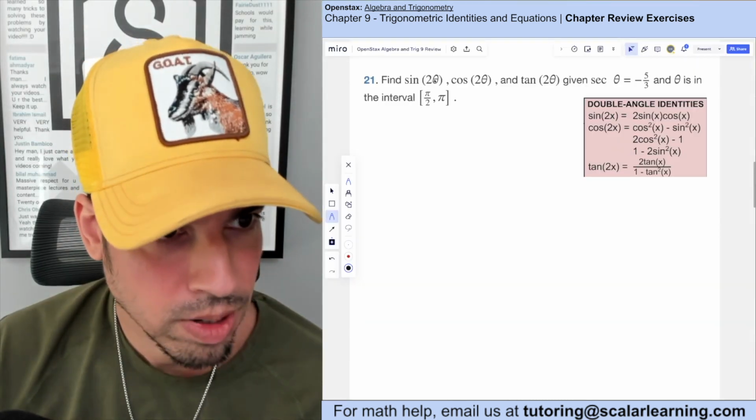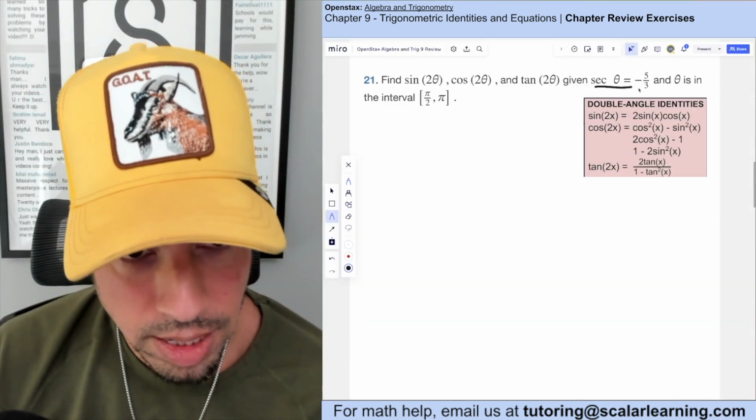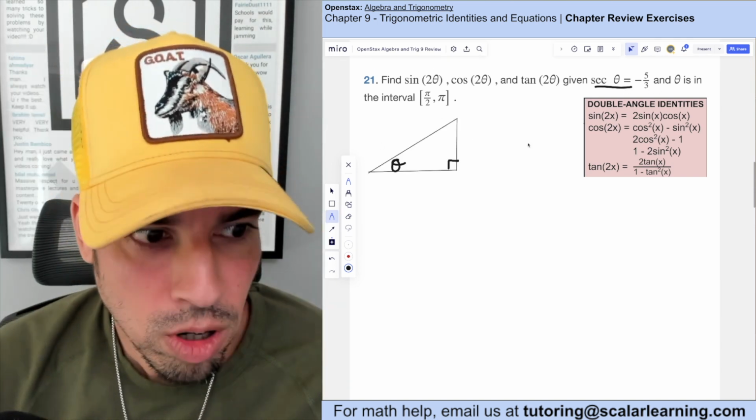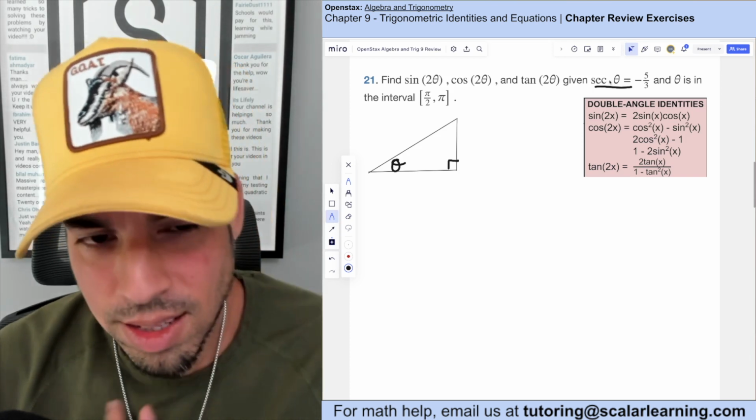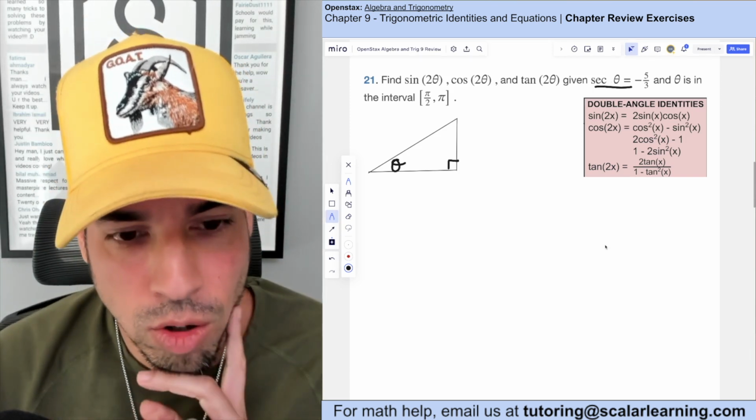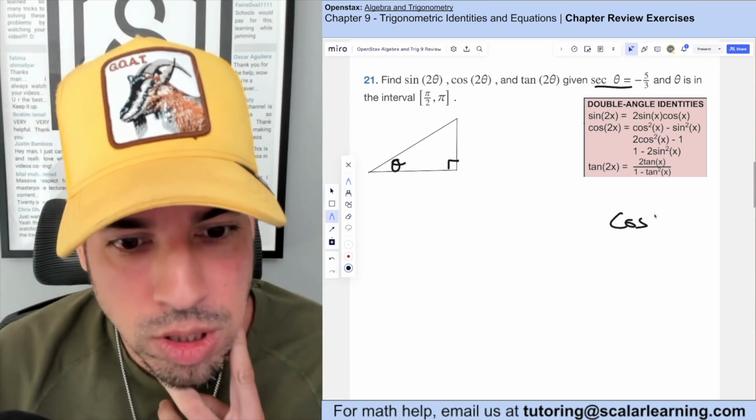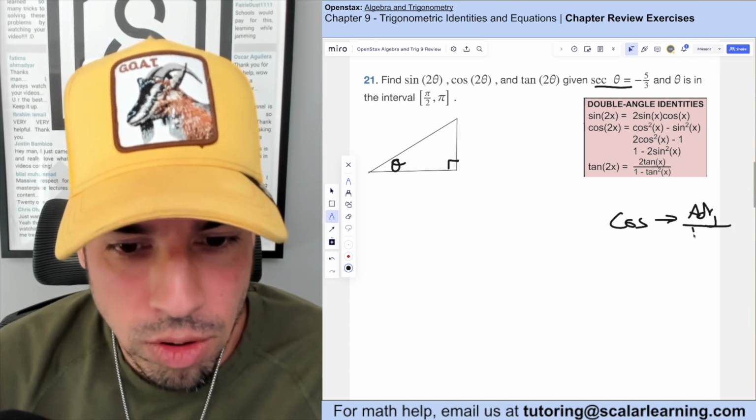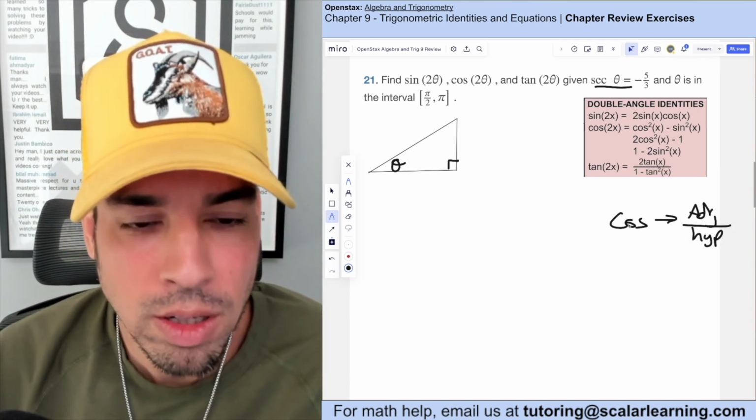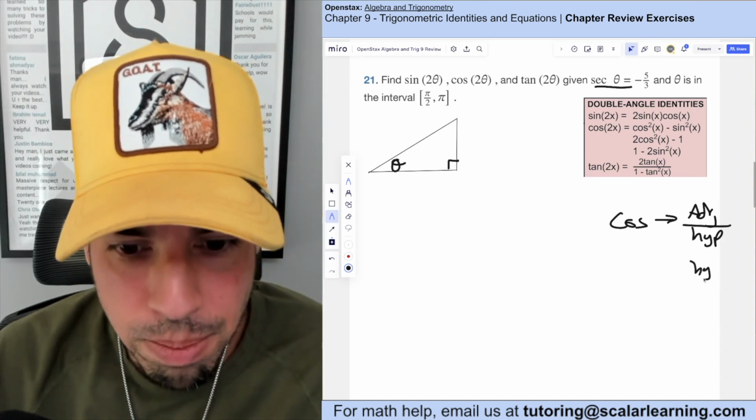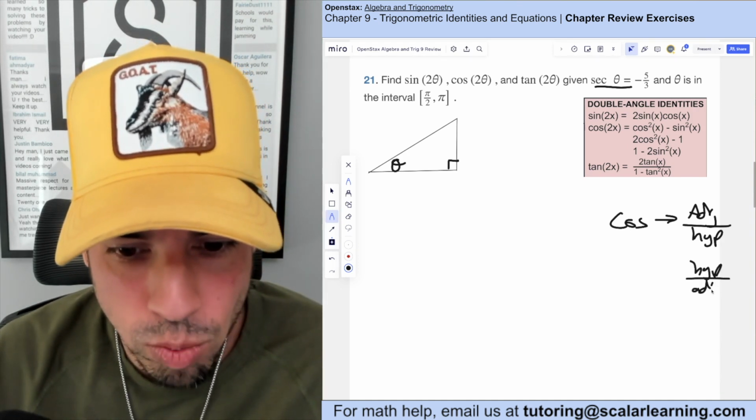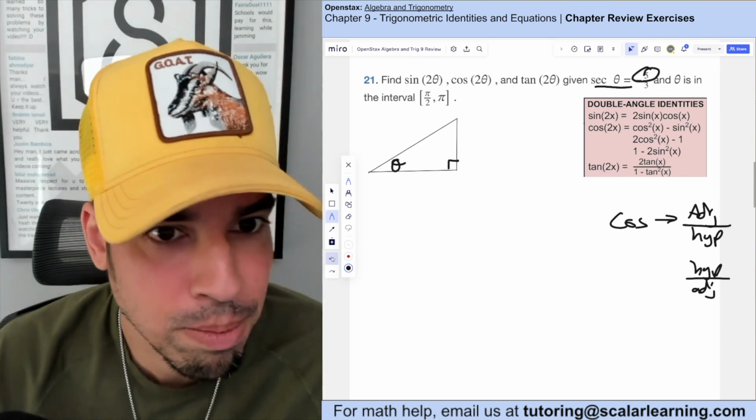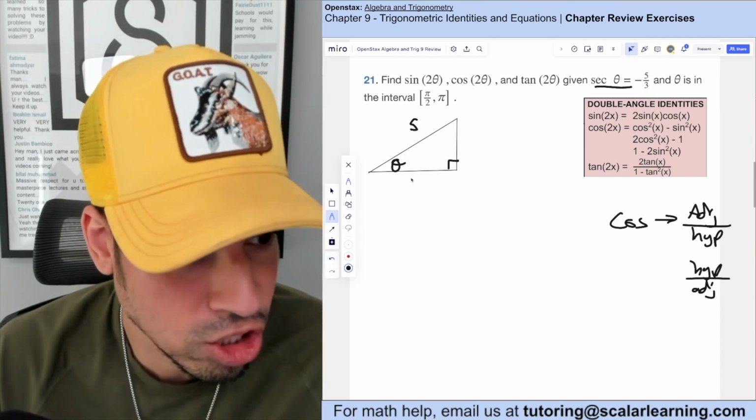So for this one, we're meant to find this, this, and this, given that secant of theta equals -5/3. The first thing I'm going to do is draw out a triangle, and recognize that secant is related to cosine. Cosine is adjacent over hypotenuse. If secant is the reciprocal, it's hypotenuse over adjacent, so my hypotenuse is 5, the adjacent side is 3.